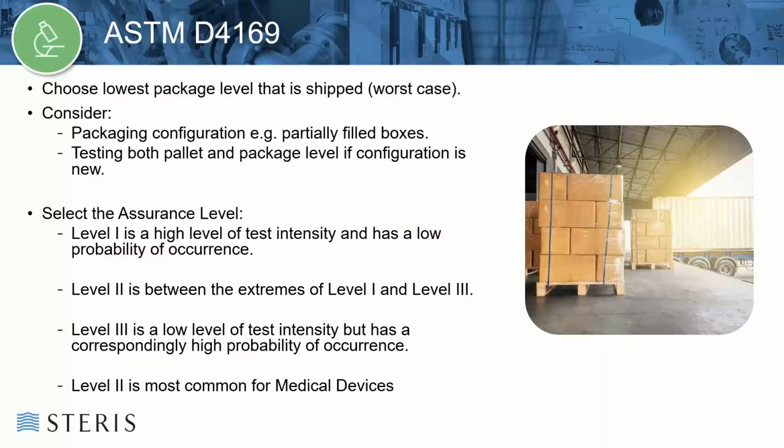The next step in designing your study is selecting an assurance level. So within D4169, there's assurance levels 1, 2, and 3. 1 is the highest level of intensity, 3 is the lowest level of intensity, and 2 is in the middle. Level 2 is most common for medical devices, but you do want to evaluate whether there's any specific reason why your device and the intended distribution of your device would need to be tested at a more rigorous level or at perhaps a less rigorous level, depending on your particular situation.